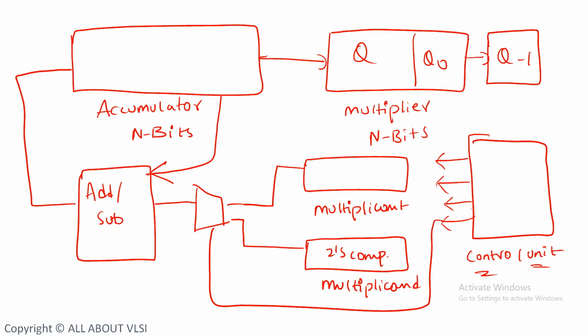So in the next part, we are going to see how the Booth multiplier is working with the help of Verilog coding.